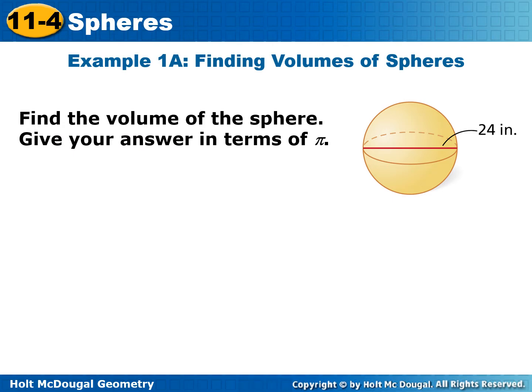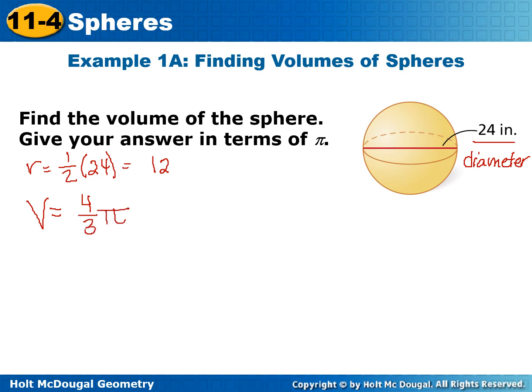So here's an example where we're going to find the volume of the sphere. The information that they gave us on the sphere, though, is not a radius. This is a diameter. So if that's a diameter, the radius is going to be 1/2 of the diameter, or 12. So we'll use that formula. V is equal to 4/3 pi times the radius, which we found was 12, and that's going to be cubed.